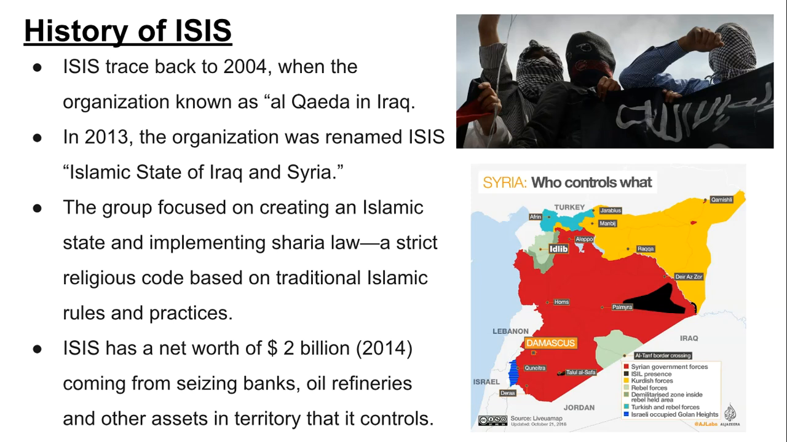And if you look at this map, this is a map from basically the fall of 2018. The black area is the area where ISIS actually still has territory. That area is diminishing as time has gone on, but Syria is still a very unstable nation at this moment in time.